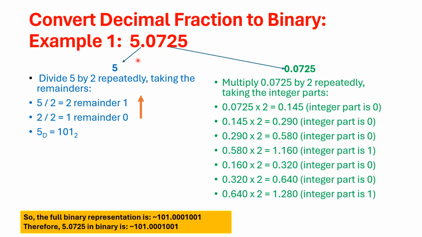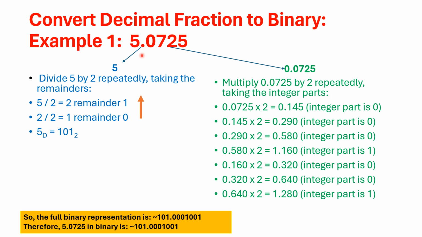In another example, we want to convert 5.0725 into binary. The decimal number is partitioned into two segments. The first part is the integer, specifically the number 5, which is located to the left of the decimal point. The second part is a fraction located to the right of the decimal point. Firstly, we convert the integer 5 into binary.